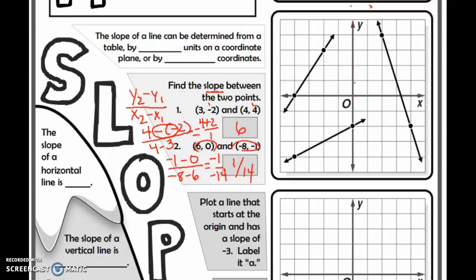That's a really small slope. If we started here, we would go up 1 and over 14.